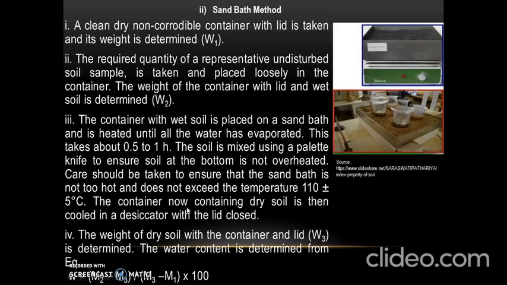The container, now containing dry soil, is then cooled in a desiccator with the lid closed. The weight of the dry soil with the container has to be noted down, and it will be W3. Now the water content can be determined. In terms of weight, the formula for w will be W2 minus W3 divided by W3 minus W1, into 100.